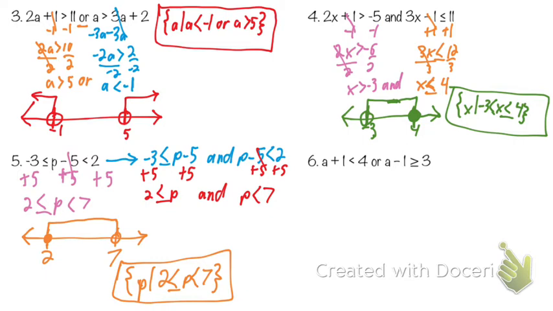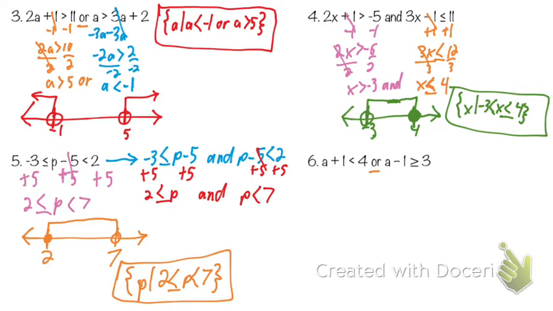Let's go on to number 6. A plus 1 is less than 4, or a minus 1 is greater than or equal to 3. So we see here two different inequalities. We're going to have to solve them separately. And a good thing for us to remember is since it's or, we should think, okay, they should end up going different directions for the arrows at the end. The and one, both of them went inside. These should both go toward the outside.